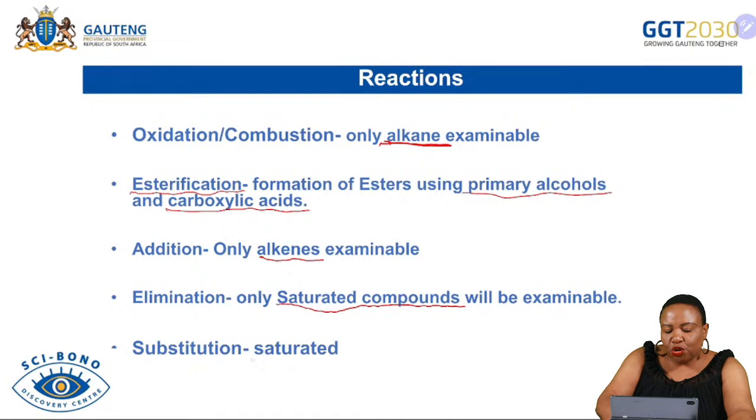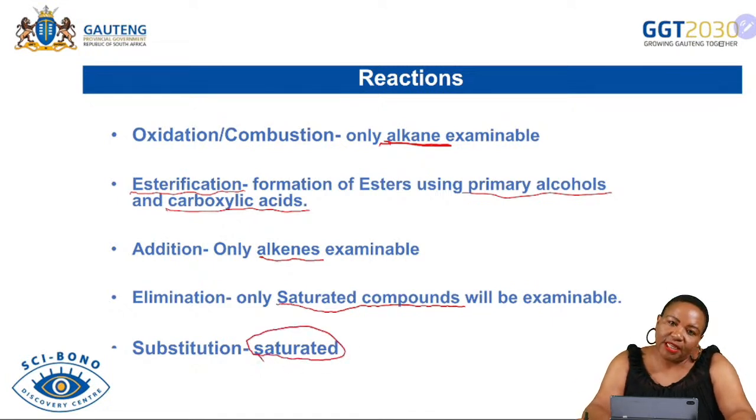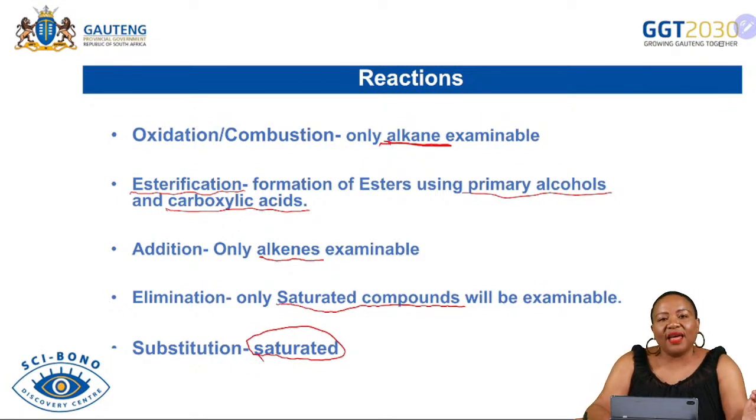And then substitution also, we are going to look at the substitution of saturated compounds, whereby we move from one saturated compound to another saturated compound, meaning that always when you see an alkane forming a haloalkane or an alcohol, you must know that is substitution, or a haloalkane forming an alkane or an alcohol, you must know that is substitution. And also alcohols forming haloalkanes and alkanes, it is also a substitution reaction.